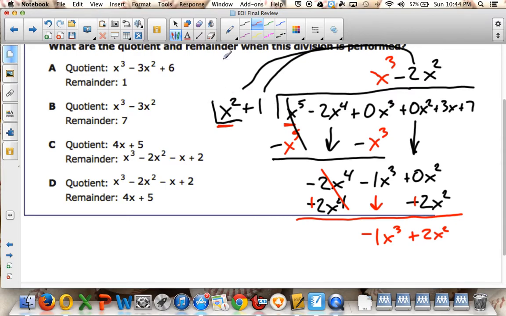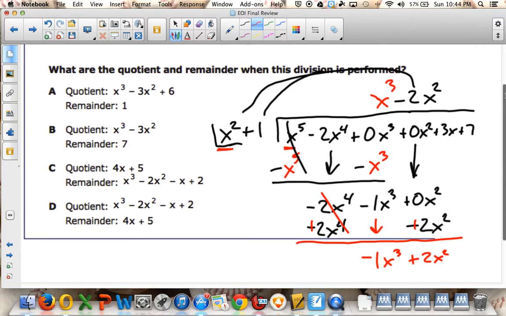Let's look over here at our answers and see if we can eliminate any answers so far. It asks, what are the quotient and remainder when the division is performed? The quotient up here is going to be our answer. So I need to find where I have answers x cubed and negative 2x squared in any of them. Right here I have the x cubed, just like it says, but then I have negative 3x squared. I don't have negative 2x squared like I want, so my answer isn't A.